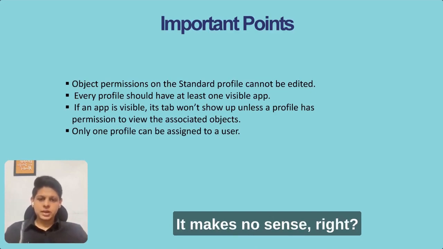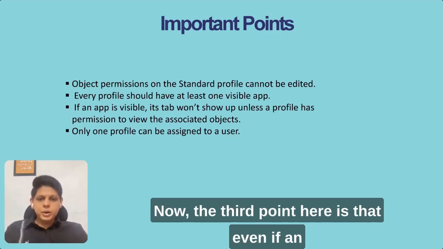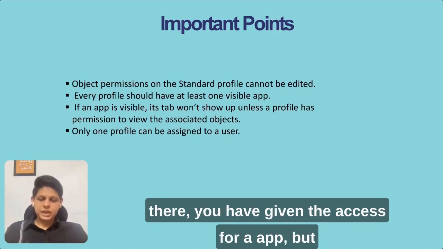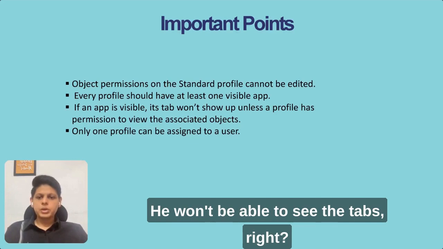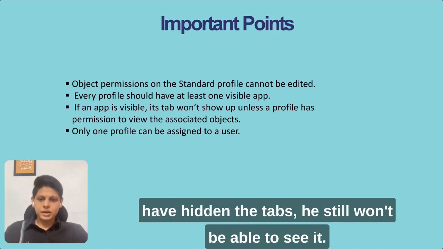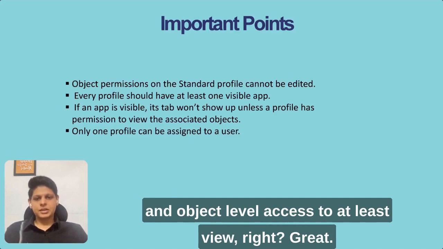It makes no sense, right? Because he won't be able to see anything. Now, the third point here is that even if an app is visible and the object level access is not there, so for example, you have given the access for an app, but you have not given the access for different objects, he won't be able to see the tabs, right? Or if you have given the access to the object, but you have hidden the tabs, he still won't be able to see it. So make sure you have given the tab access and object level access to at least view, right?